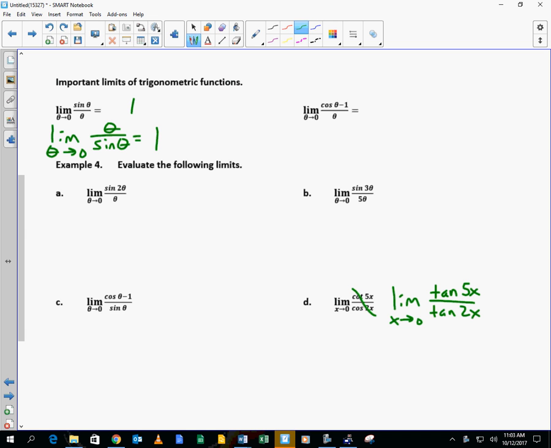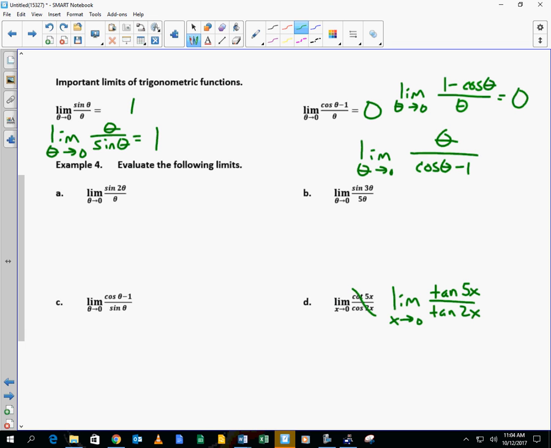You also learned yesterday that the limit as theta goes to 0 of cosine of theta over theta is 0. Now, this can take different forms. You can have 1 minus cosine of theta over theta is also equal to 0. You could have the limit as theta goes to 0 of theta over cosine of theta minus 1 is also equal to 0. So, if you take the reciprocal, you still get 0 in those situations. But those are some limits that we need to commit to memory.